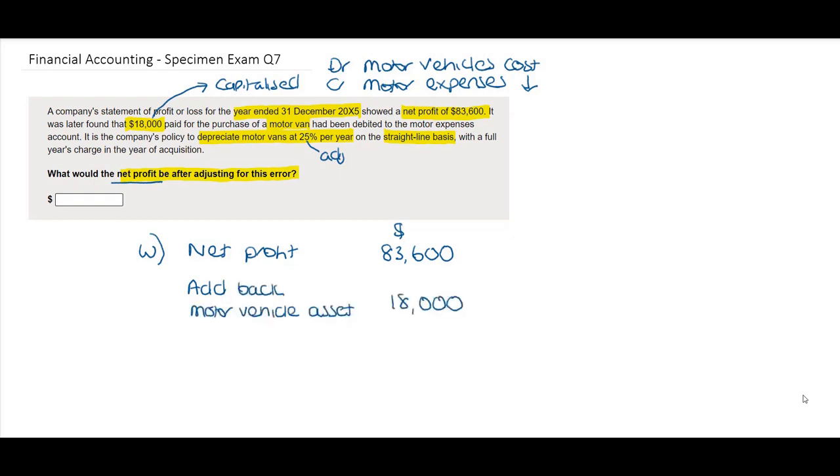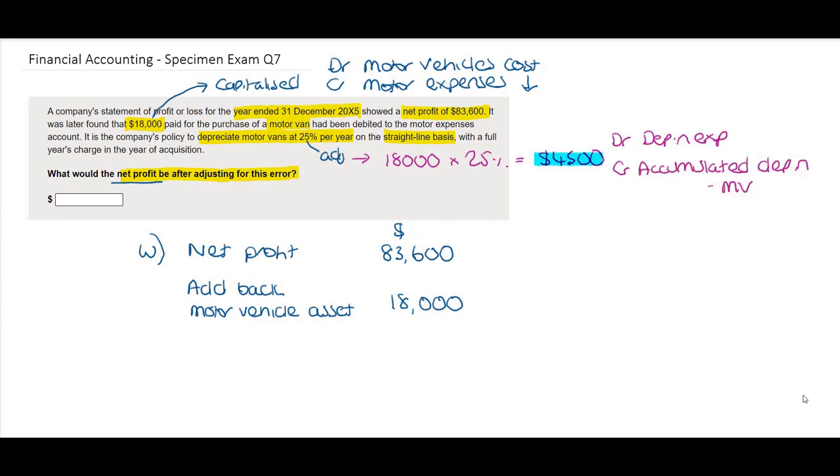The other thing that I need to be careful of is that now we have this 18,000 sitting in our asset account, this should be subject to depreciation. So I'm going to take the 18,000 and I'm going to multiply it by 25% to show me my depreciation charge for the year. And this comes to 4,500. The adjustment for this is then going to debit my depreciation expense account and credit my accumulated depreciation, which will be in the statement of financial position. This 4,500 is now being treated as an expense, and so therefore it will impact on my adjustment to profit. So I should include it in my working.